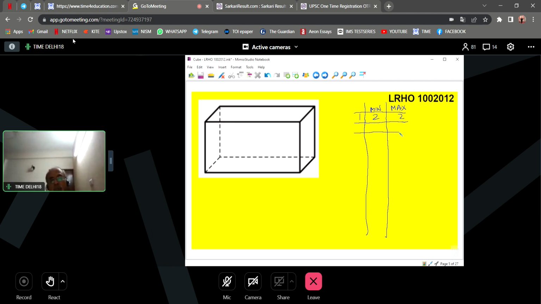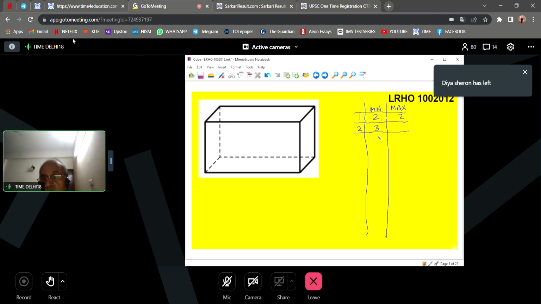So if I apply 2 cuts, what is the minimum number of pieces I'll get? Anyone? Yes, the answer is 3. How many pieces more? 1 more. What is the maximum number of pieces I'll get? The maximum number I'll get will be 4. कितने cuts हैं? 2 cuts हैं.